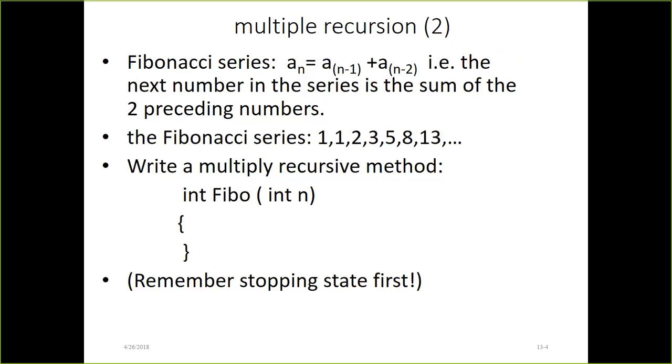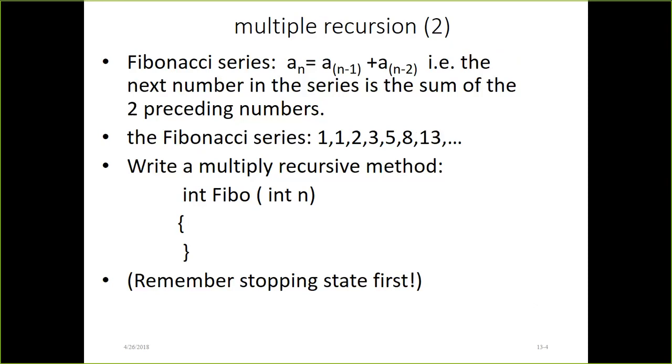Okay, so how can we find this series using a recursive method? Okay, so we need a method. Maybe in the previous method I forgot that it needs to return something. The return is an integer. For instance, Fibo with an integer n. This n will find the nth Fibonacci number.